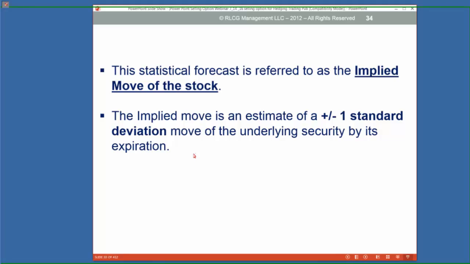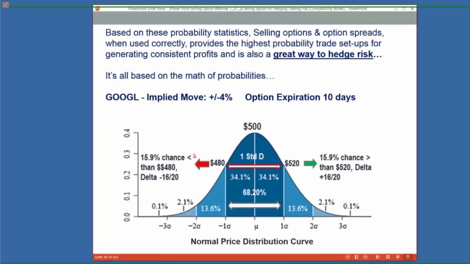So it's this statistical forecast. This is what we refer to as the implied move of the stock. And it's this implied move, this is a theoretical estimate of a plus or minus 1 standard deviation move of the underlying security. So that all sounds very complex and complicated, but it's really not. So let's take a look at this distribution curve, and it gives you a little clearer idea of how this works.